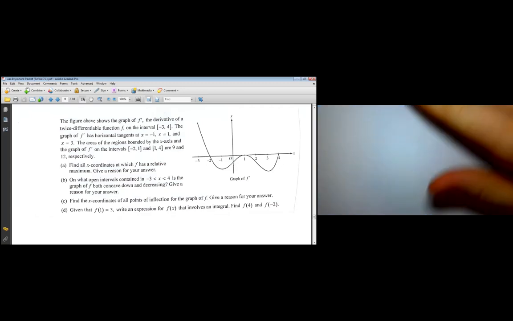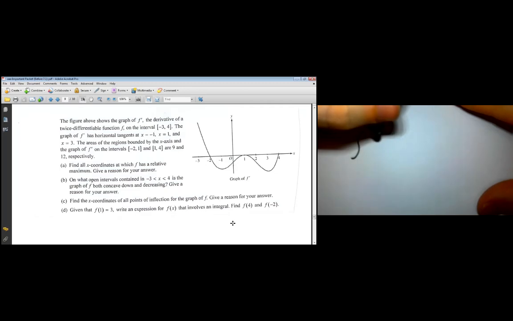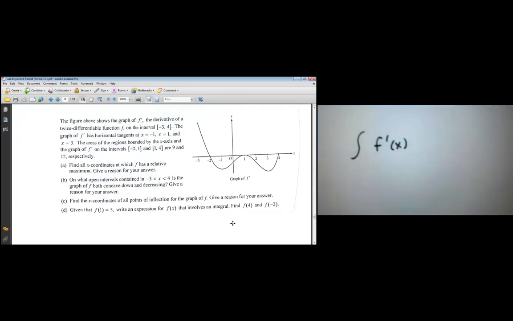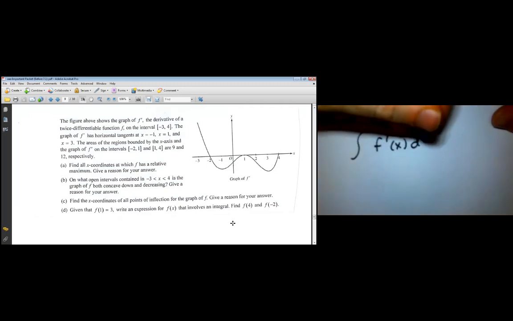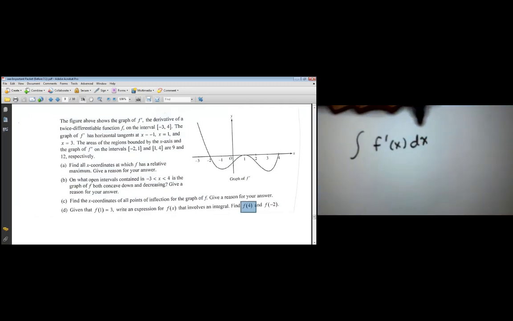Okay, so anytime you have something involving the derivative, you have the graph of the derivative, and they ask me to find something about f, or the original, hopefully it makes sense to say that we want to integrate that. So if I integrate f prime of x, it's going to get me back to f. So that's a good start because we're trying to find f of 4.